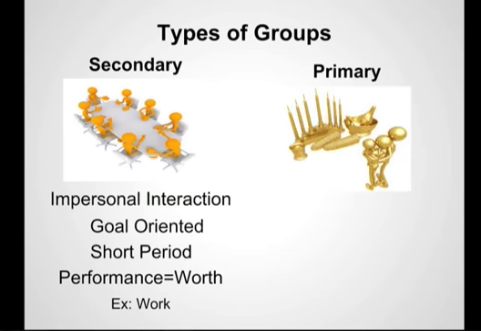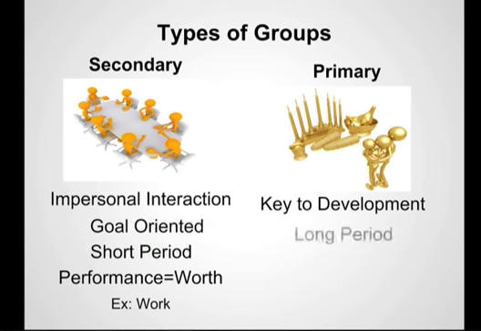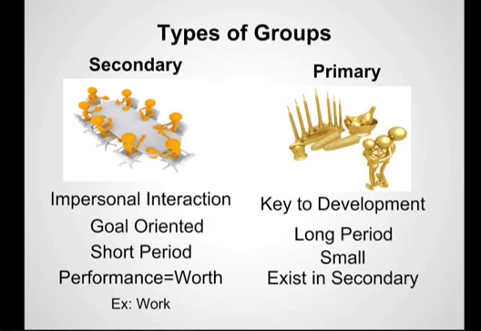Primary groups, on the other hand, are more intimate. They're key to development. It's where you first come into the world, your primary groups. You stay with these primary groups for a very long period of time, and they tend to be quite small. They can also exist in secondary groups as friendships or close friends within a work setting. And so examples of this would obviously be the family that you are born into and the friends that you make throughout your lifetime.